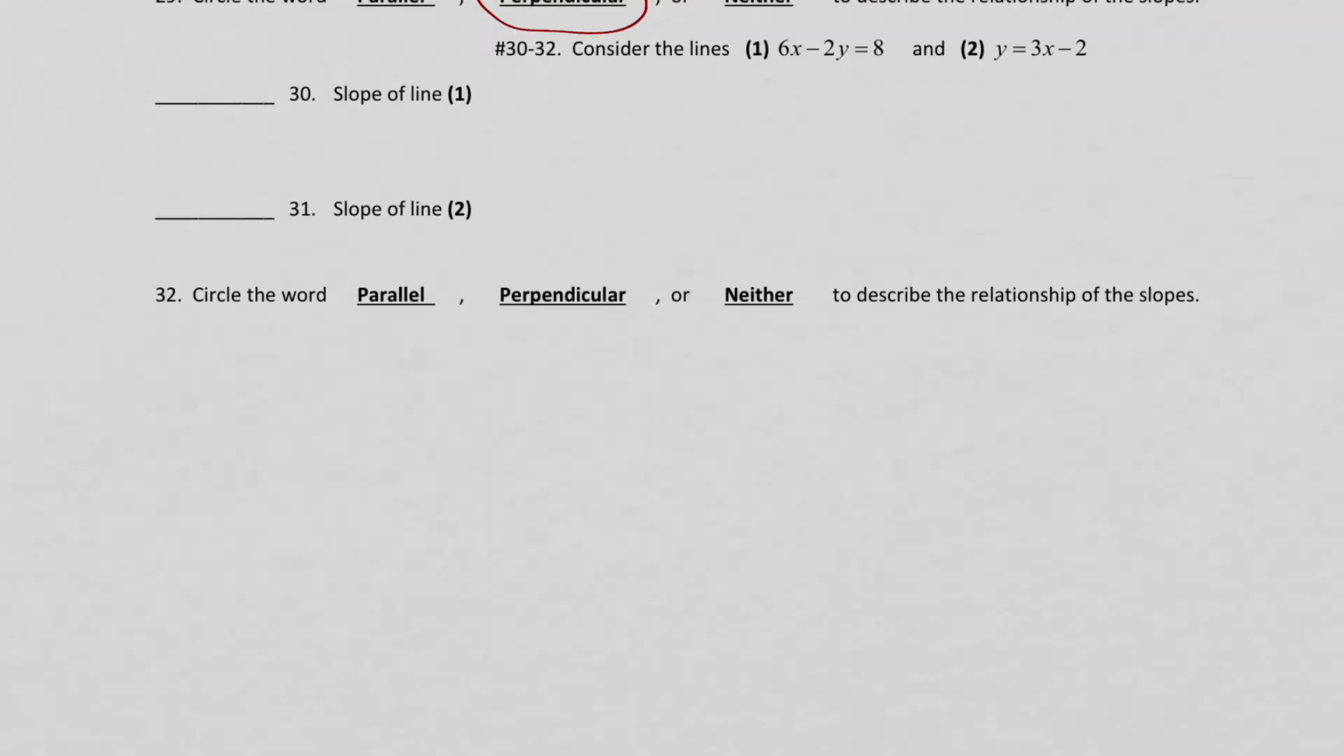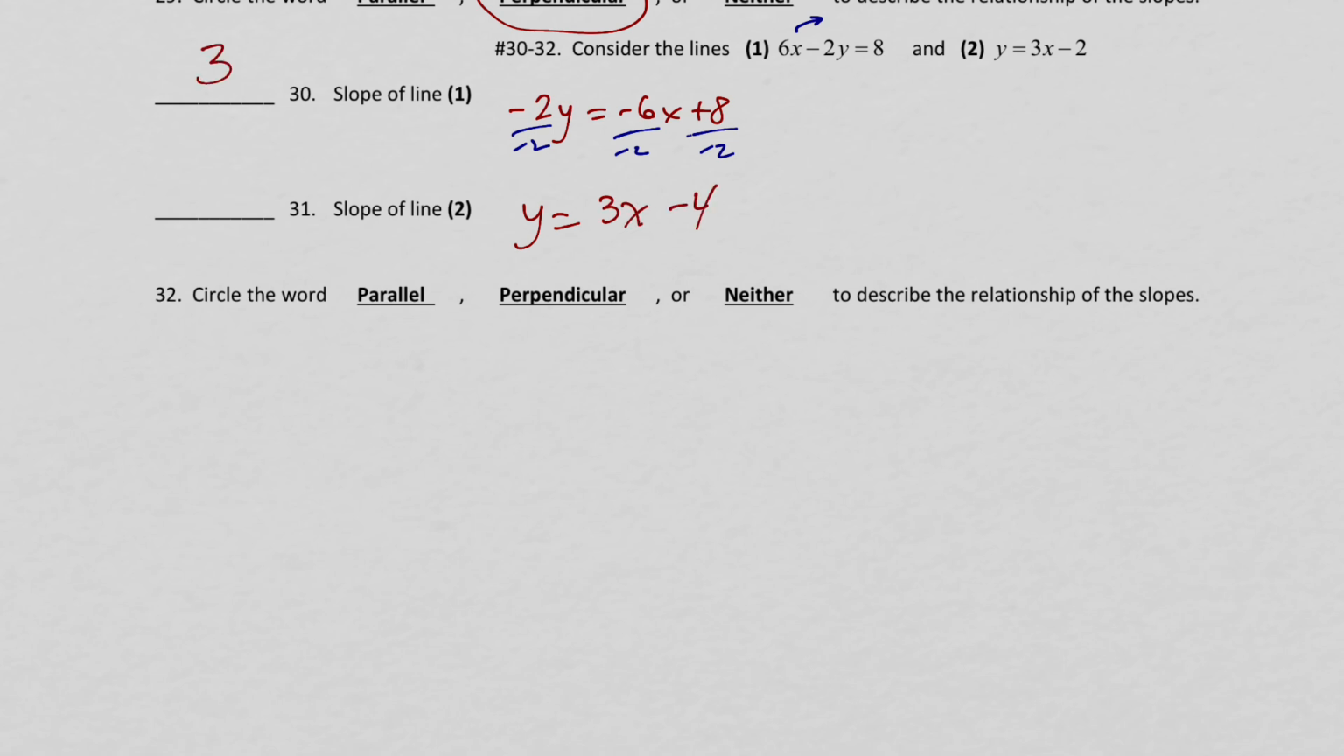For number 1, to solve this, we're going to move the 6x over, and we're going to have negative 2y is equal to negative 6x plus 8. And then we'll divide by negative 2. And we're going to get y is equal to a positive 3x minus 4. So the slope here is 3. This slope is already in slope-intercept form, so that slope is 3. These are the same, so these are parallel.